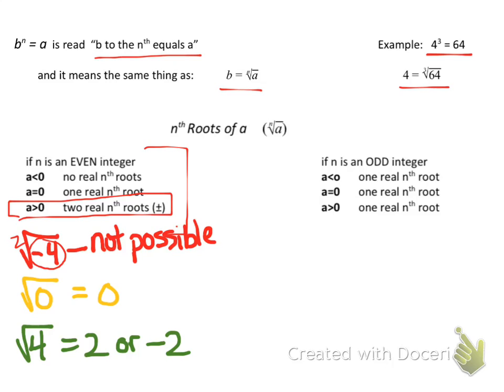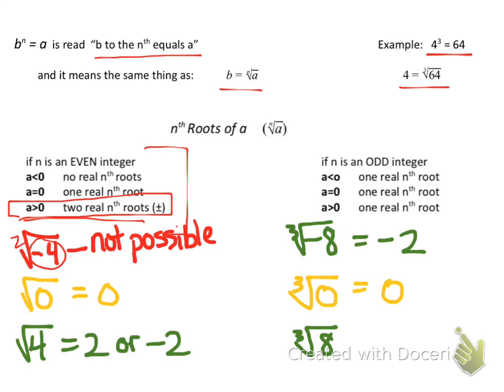If we're dealing with an odd root, on the other hand, for example, the cube root of negative 8, we're looking for what number multiplied by itself 3 times will give me a negative 8. So negative 2 times negative 2 is positive 4, times negative 2 gives me a negative 8. So there will be one answer. The cube root of 0, of course, is 0. And the cube root of positive 8, I'm looking for a number that multiplies together 3 times to give me a positive 8. So it will be 2. So in other words, whenever you're dealing with an odd root, there will always be one answer.